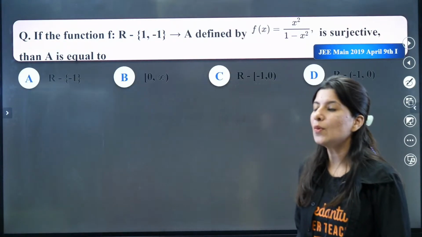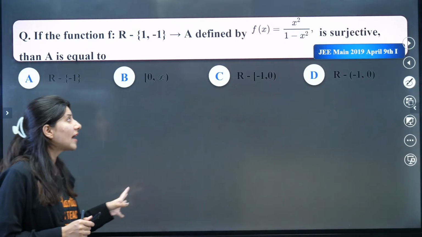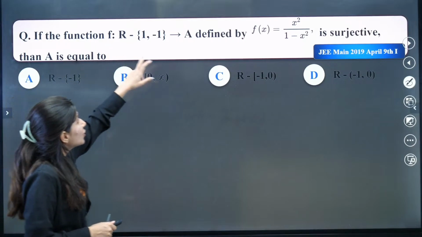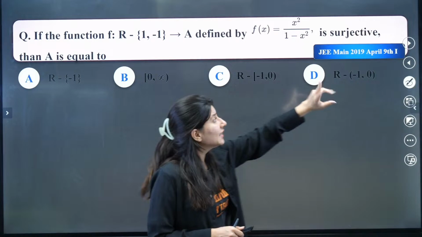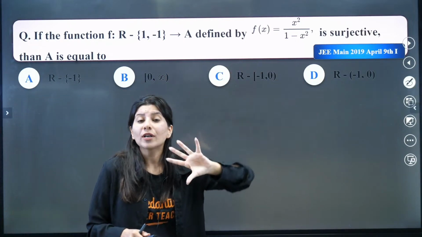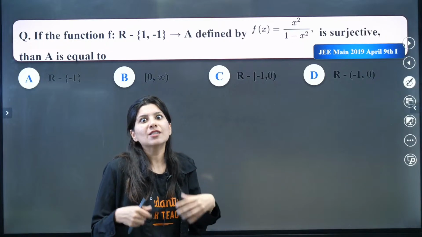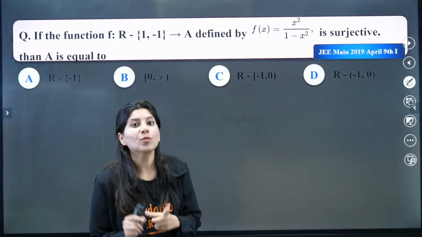All right. Now we have another question on your screen. From the world of functions, we have this question. If the function defined by this is surjective. This was JEE Mains 2019 April attempt. The question says that this is surjective. What is surjective? Surjective means onto. Now what is onto? Onto means that the range and codomain are equal.